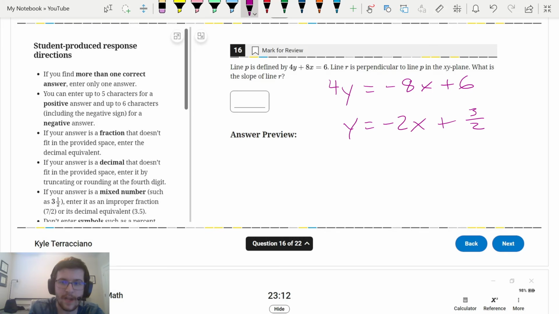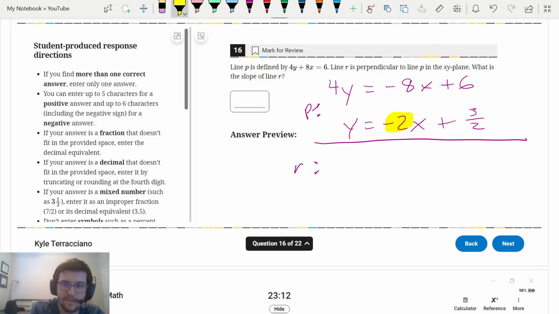So the slope of line P, this is all P, is negative 2. So we're going to do the opposite reciprocal. So negative 2 over 1. So we flip it and multiply by negative 1. So it becomes positive, and then we flip it and it becomes 1/2. So the perpendicular slope is positive 1/2.